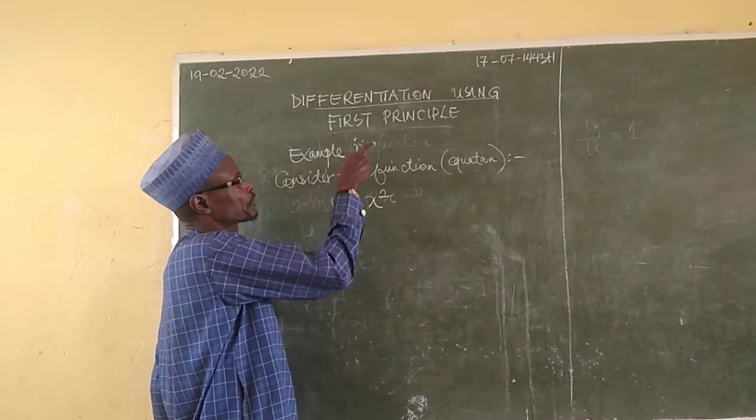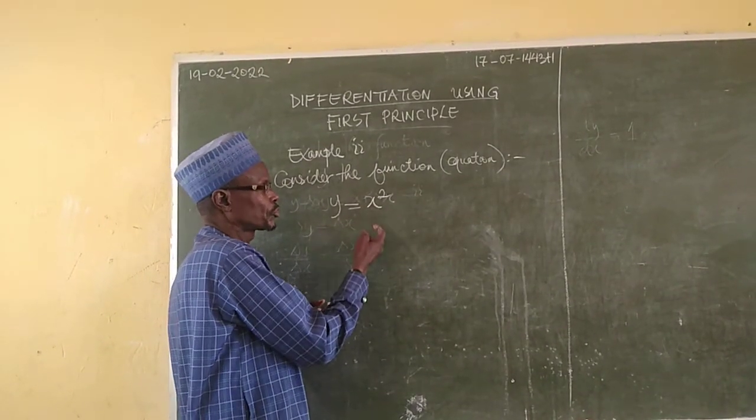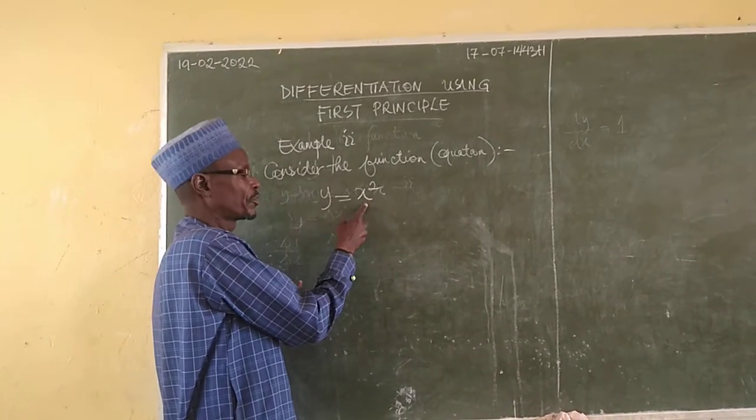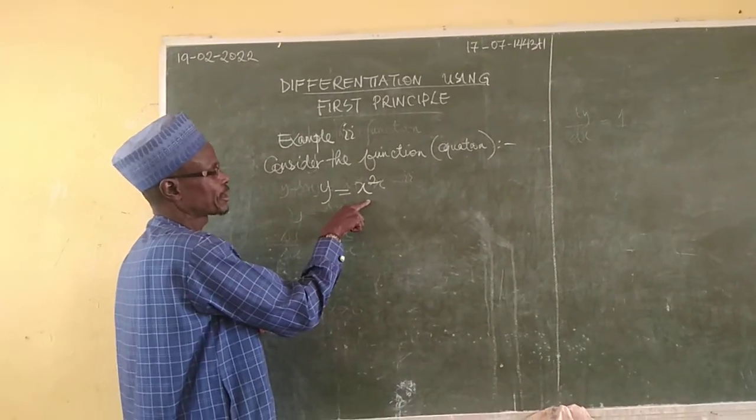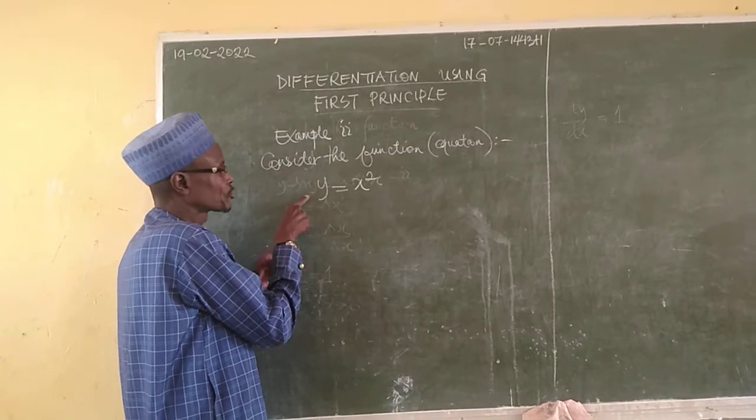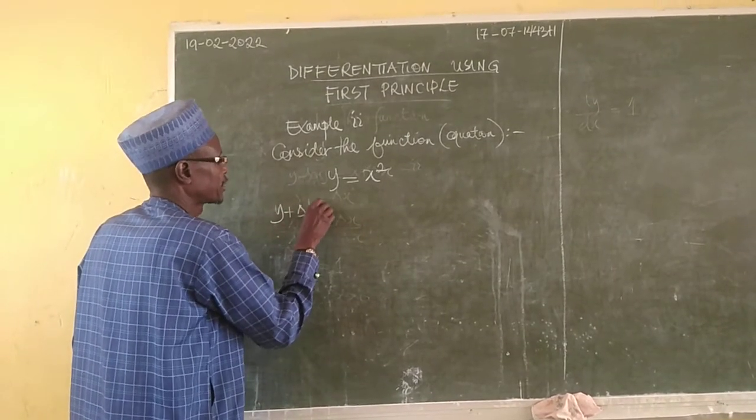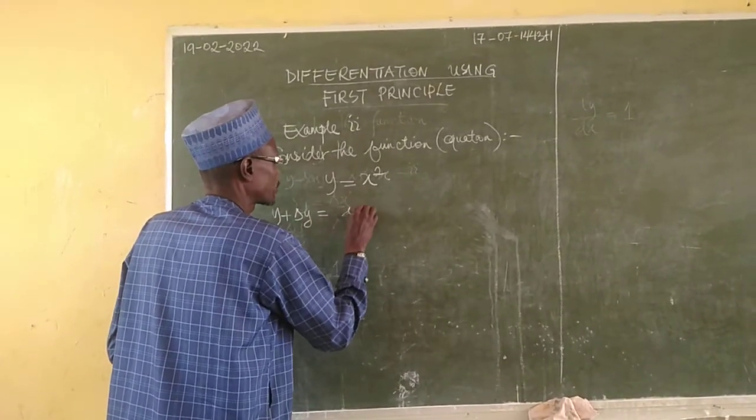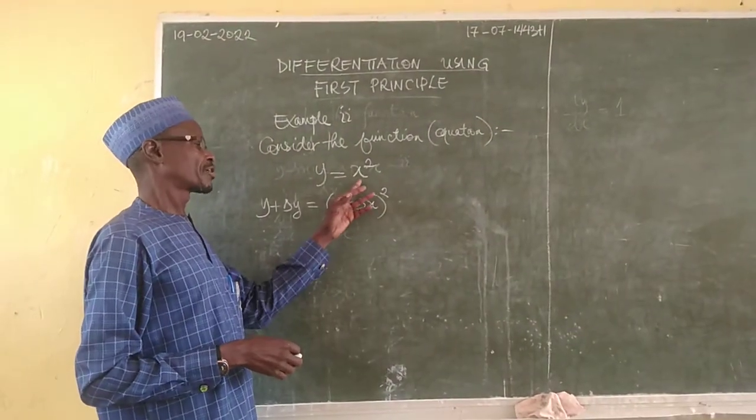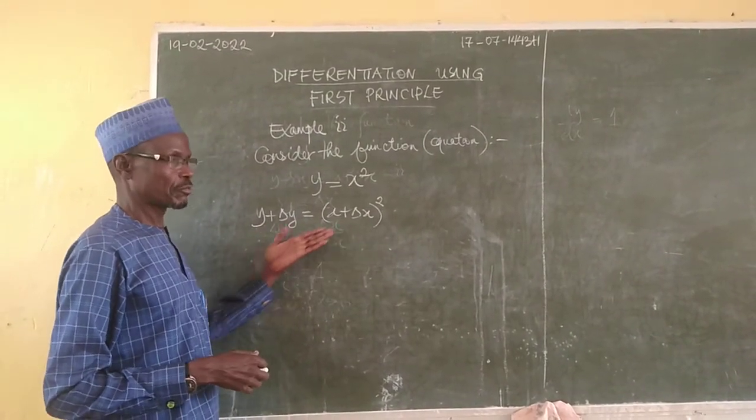When you are using first principle, what we normally do is we introduce a small increment on the independent variable x. So if we have a small increment in x, that automatically brings about a small increment in y. So this equation now changes to y plus del y is equal to x plus del x whole squared when a small increment del x is introduced to x. So this is what we have. We go ahead and simplify this equation.